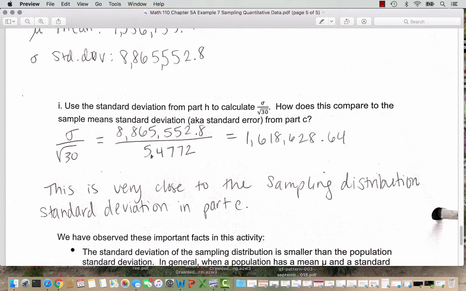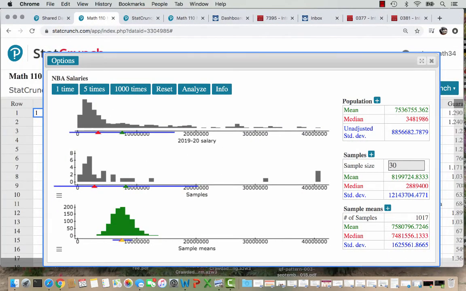And so that gives us a value of 1,618,628.64. So if you look back in our sampling distribution, that's really close to the standard deviation we have down here for our sample means. So you can imagine if we take a bigger sample, our graph of the sample means is going to get more squished together. So we need some sort of way of estimating what that standard deviation is going to be for the graph of the sample means.